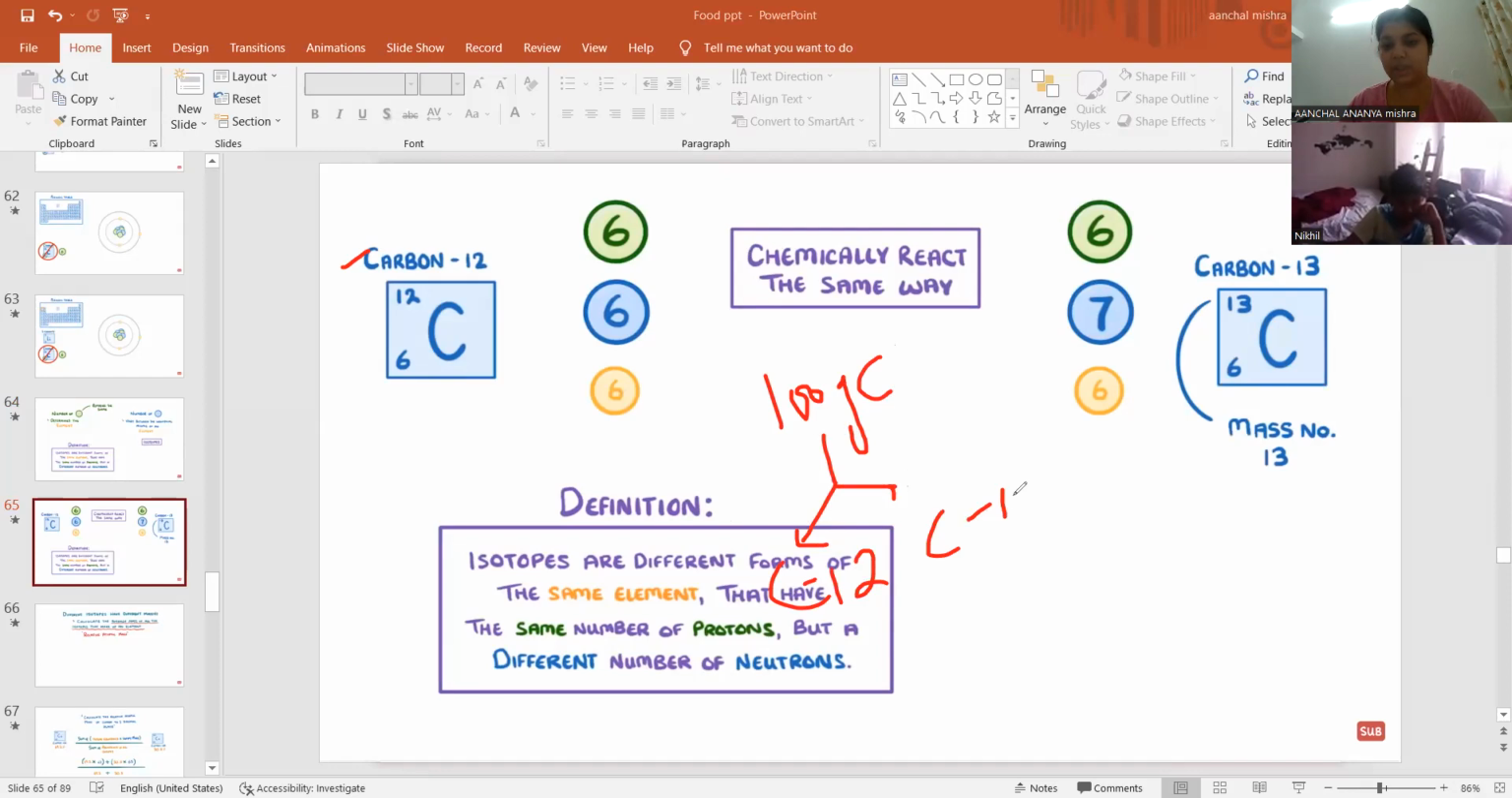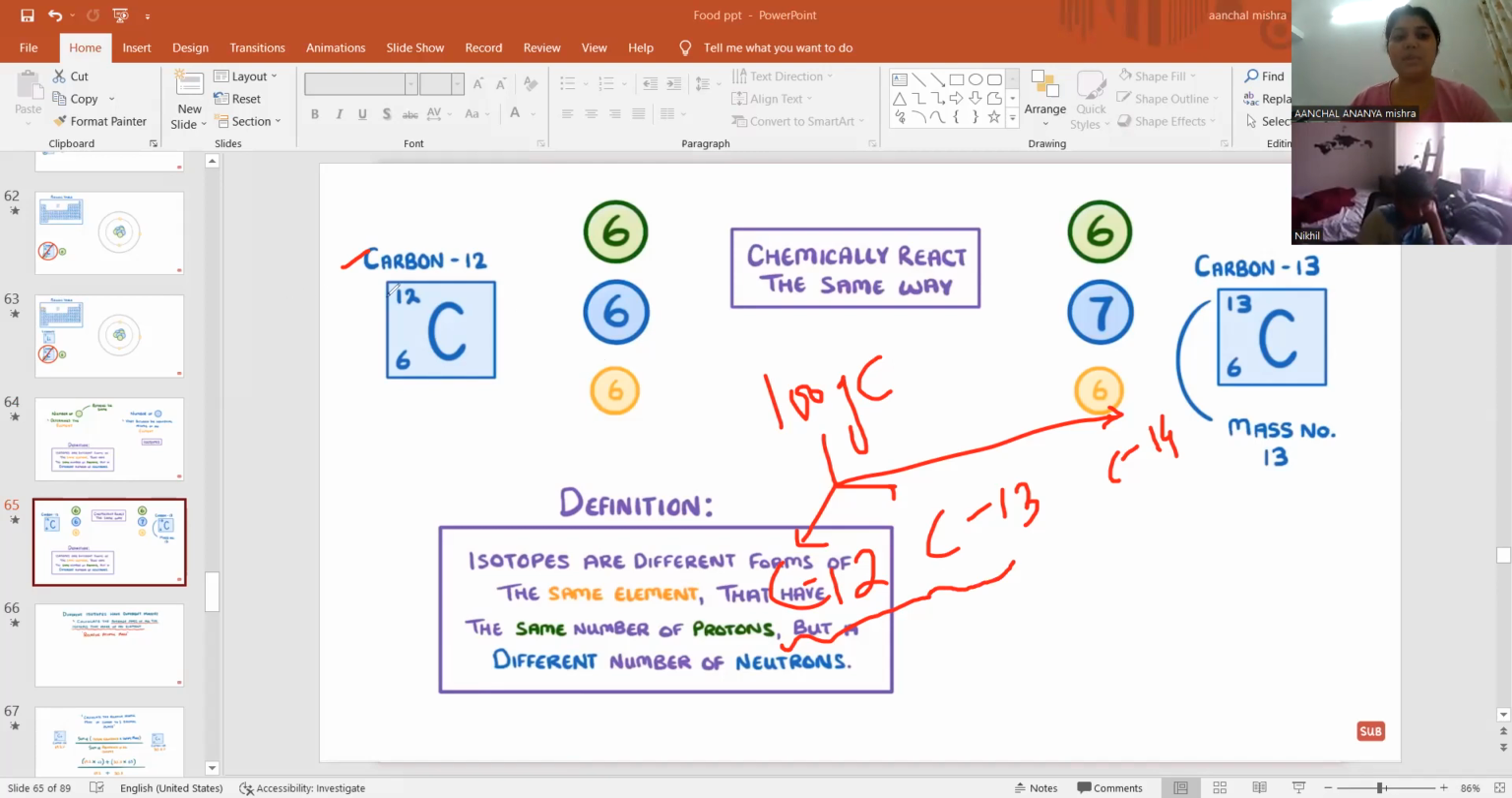We have one more isotope, carbon 14 as well, but here we will be just talking about carbon 12 and carbon 13. It can be that we have more than two isotopes of the same element. It's not necessary we have only two isotopes. We can have many isotopes of a particular element. Just to give you an example, we will be taking carbon 12 and carbon 13 isotopes.